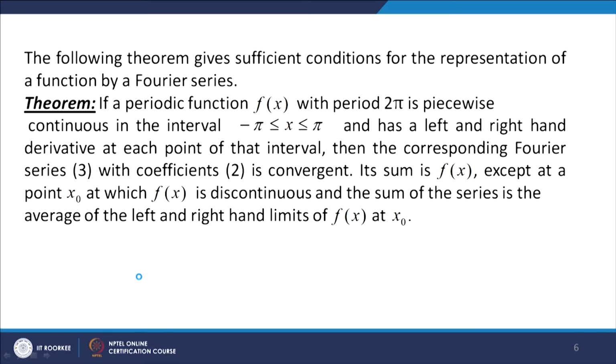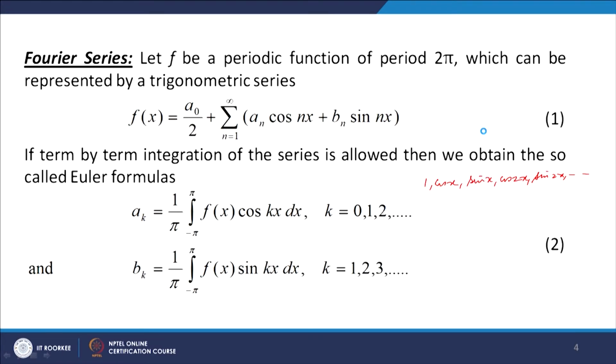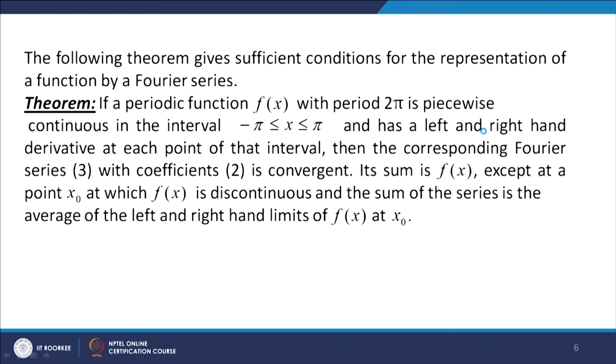If a periodic function f(x) with period 2 pi is piecewise continuous in the interval minus pi to pi and has a left and right hand derivative at each point of that interval, then the corresponding Fourier series 3 with coefficients 2 is convergent. This series is convergent and its coefficients are given by these formulas. These formulas are called Euler's formulas. Its sum is f(x).